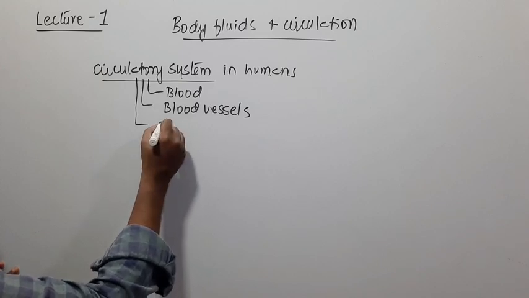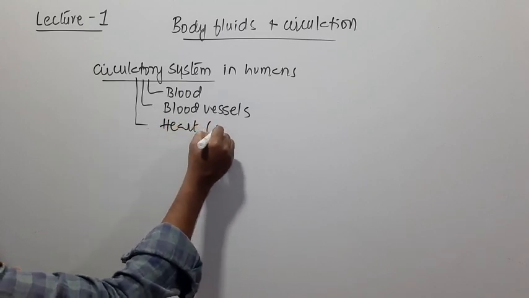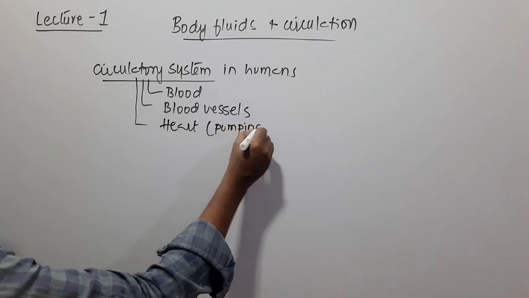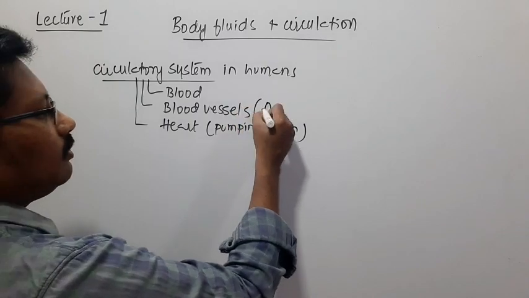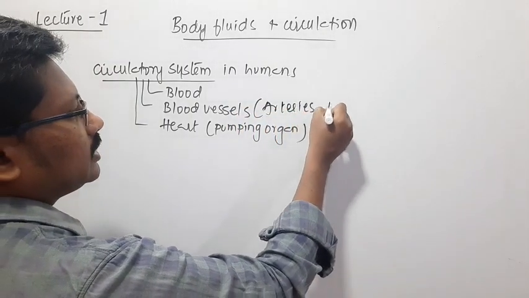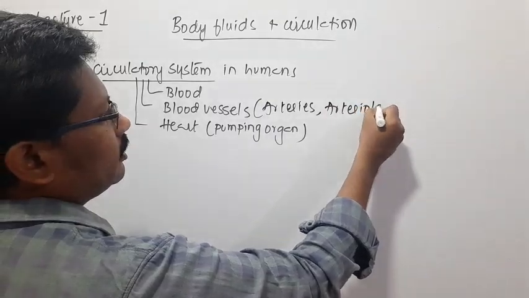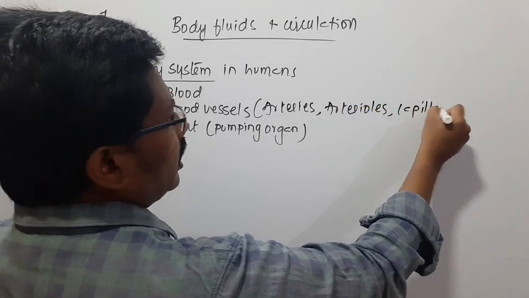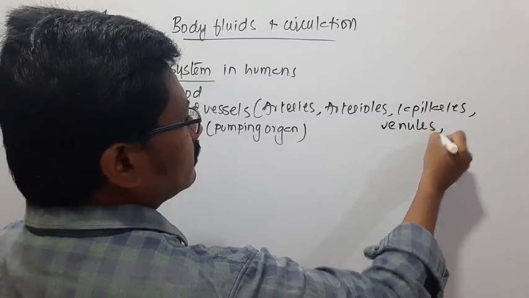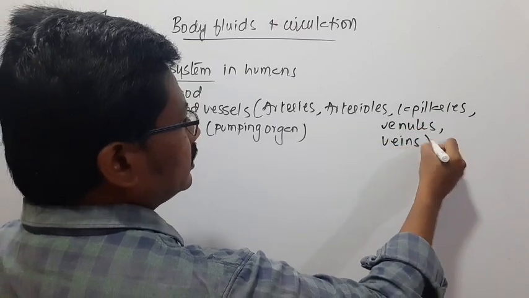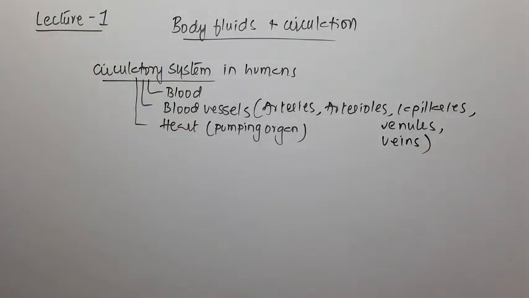a pumping organ called heart. So this is a pumping organ. The blood vessels will include arteries, arterioles, capillaries, venules, and veins. So these are all the blood vessels, which we'll study in the coming sessions. So first we shall see about this blood.